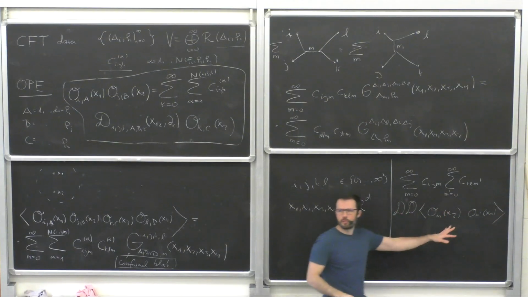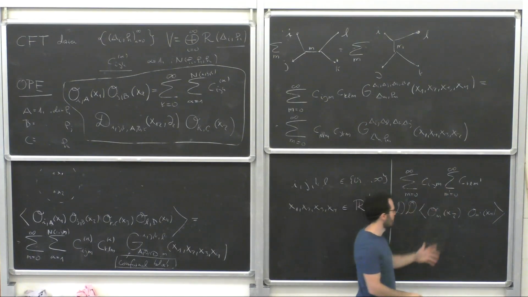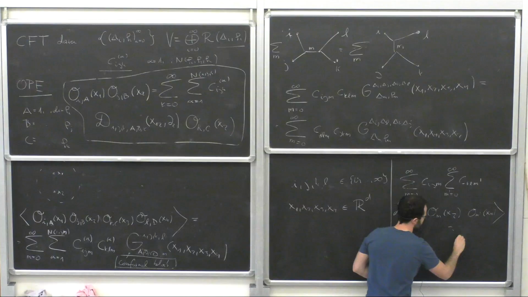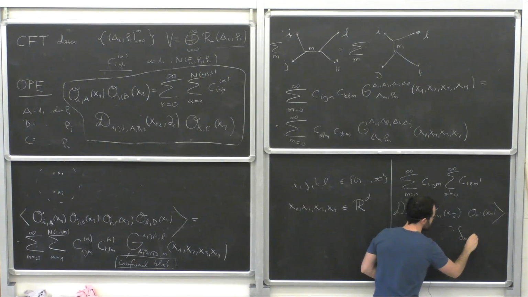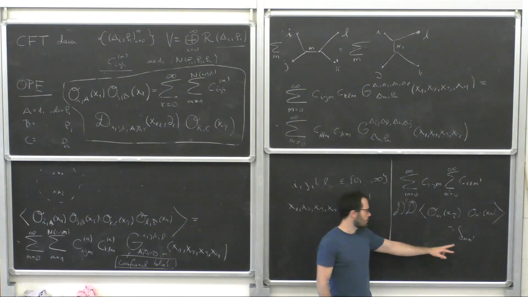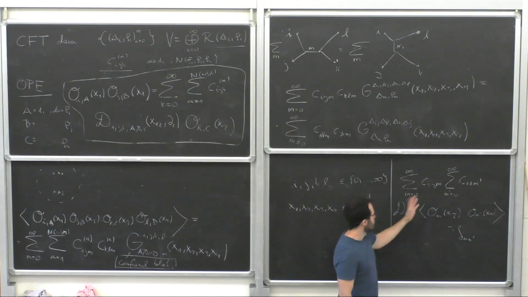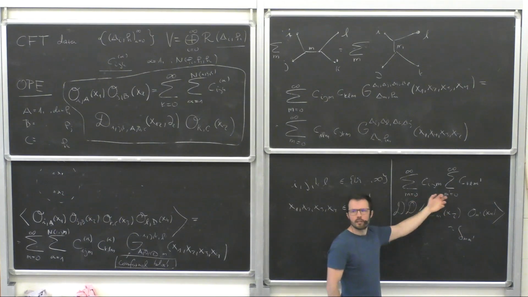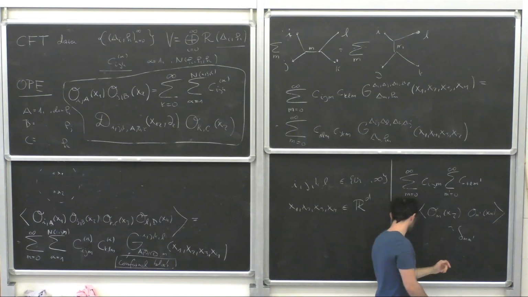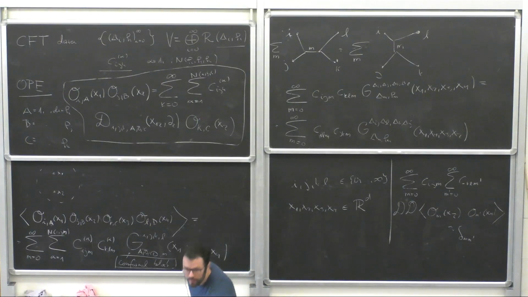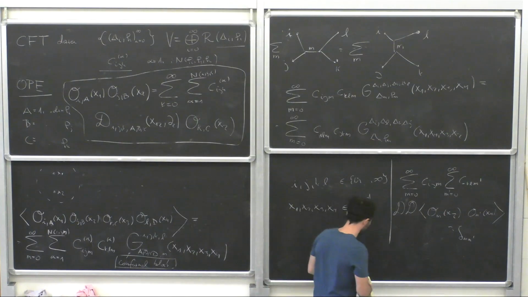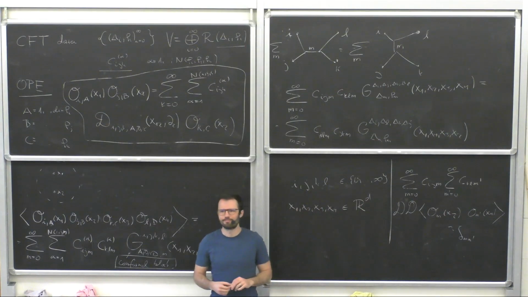Do you agree? So this is how you do the OPE, but this is diagonal, right? We said that the 2-point functions of primary operators are proportional to the Kronecker delta. So this double sum collapses into a single sum. Yeah, thanks. That's a good point. Any other questions about this? About the general story?